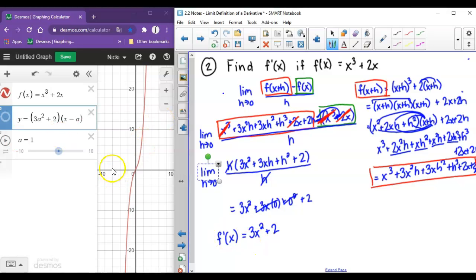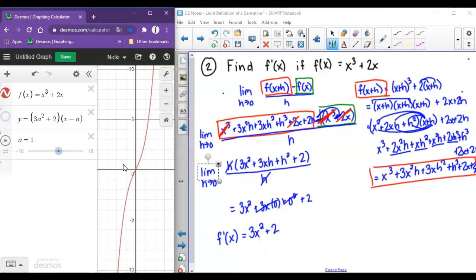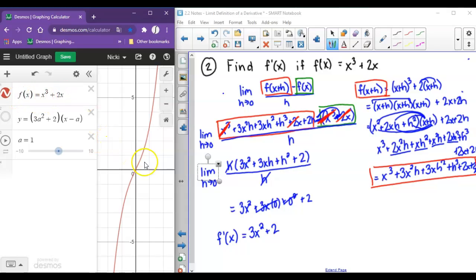So I've put a graph over here of this graph. This is x to the third plus 2x. And so if I want to know the slope of the graph at 1, f prime of 1, I would just plug 1 in. 3 times 1 squared plus 2 would give me 5. And so I have created this where it will show me the tangent line. And if I move over here, I could move it right there, where my A is 1.